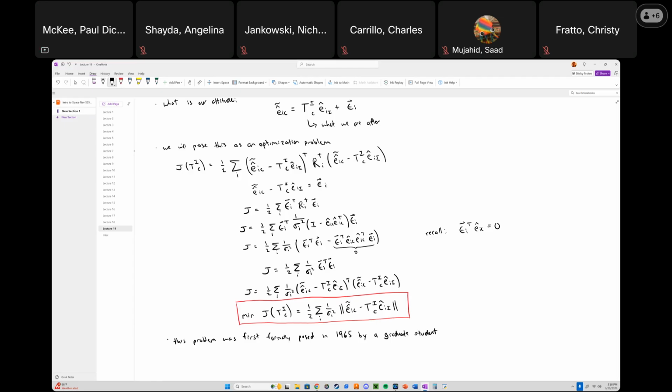by a graduate student, which immediately, when I heard this, I thought, my goodness, I was not this far deep into the math as a graduate student that I was posing new questions about attitude determination. But this equation was posed by a graduate student named Wahba. And that's Wahba's problem. And what we're after is a solution to Wahba's problem.